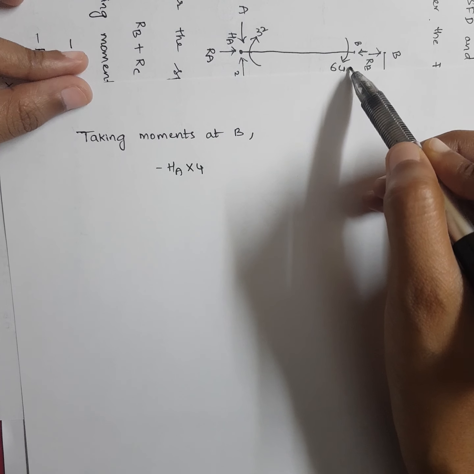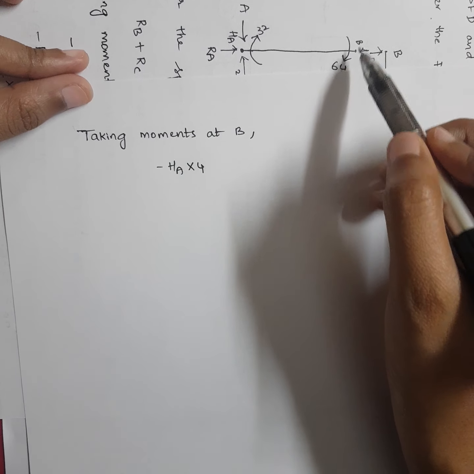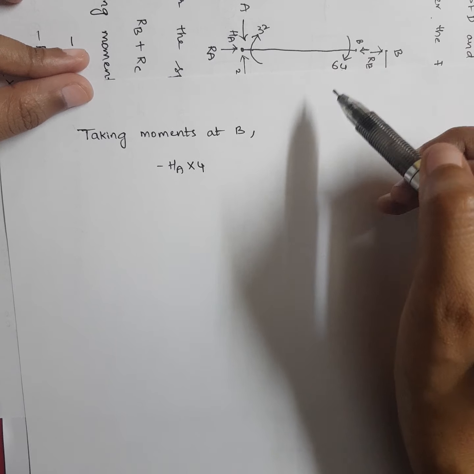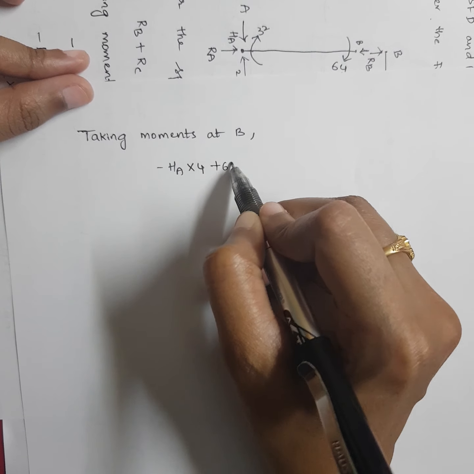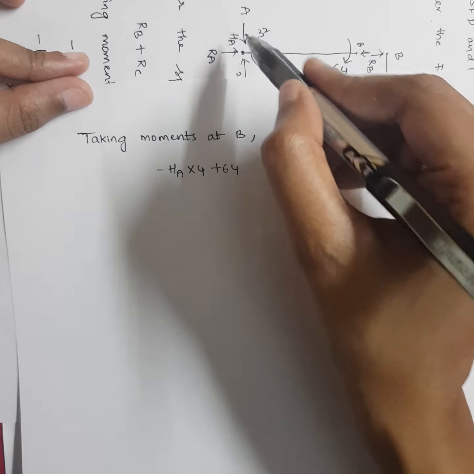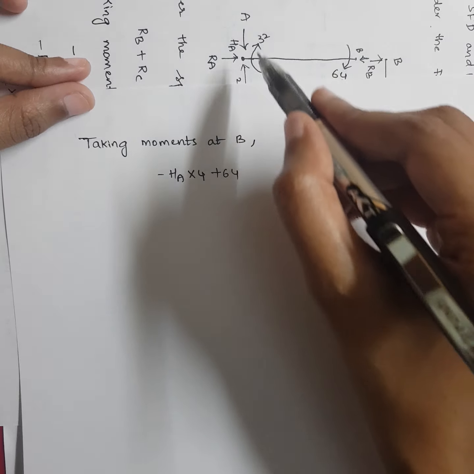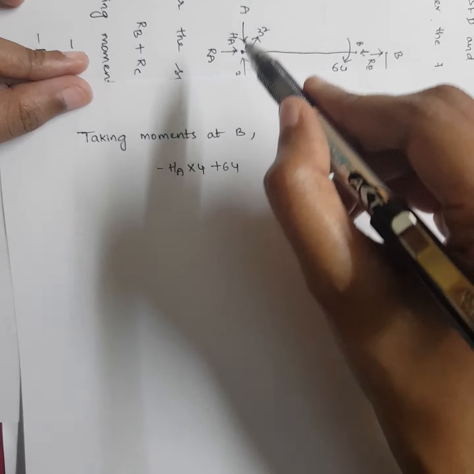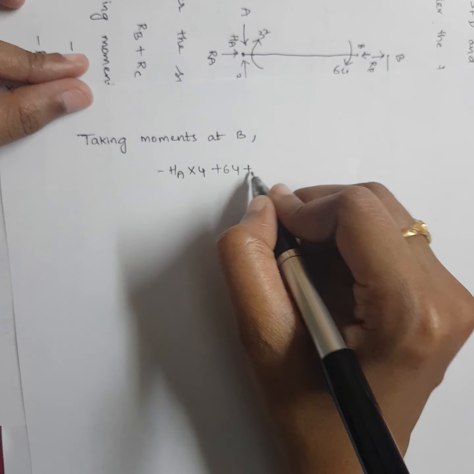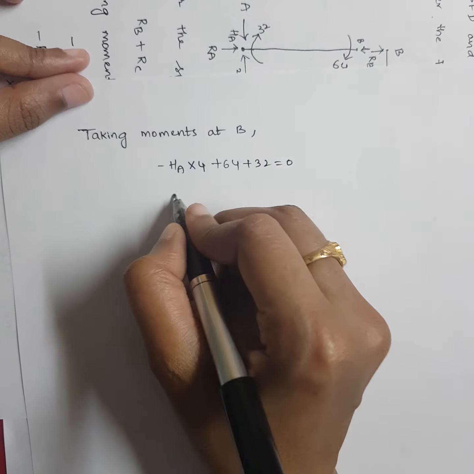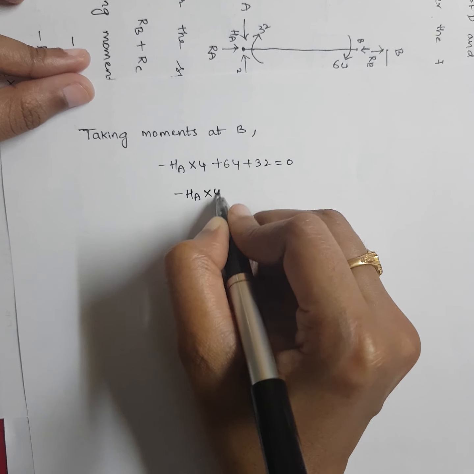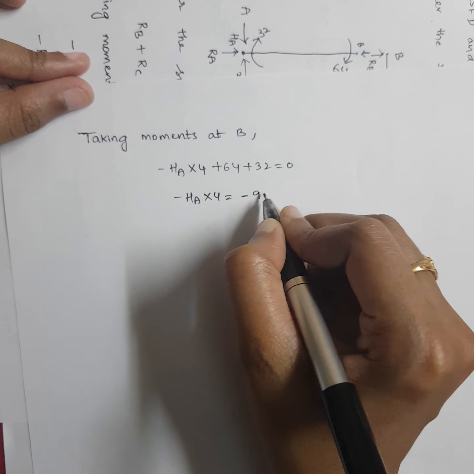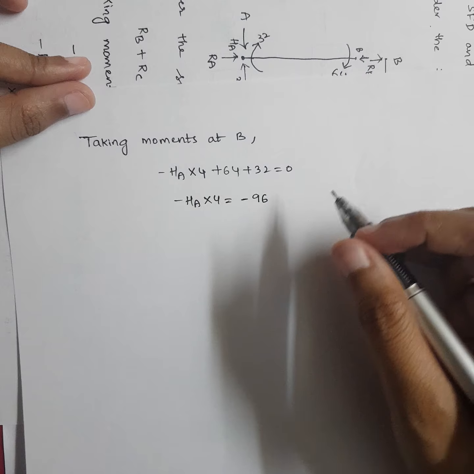RA is passing through B, so RA doesn't make any moment. You have the 64. How is 64 acting at B? It is acting in a clock direction, so plus 64. And this 32 also will come near B, no? It will go like this and come back. This 32 is also coming in a clock direction, so plus 32 is equal to 0. So minus HA into 4 is equal to minus 96. I hope you are clear.